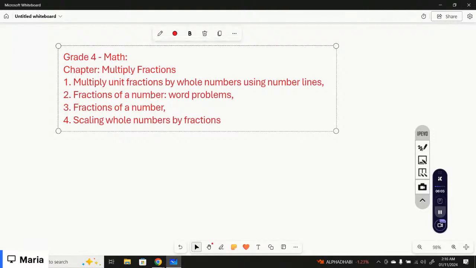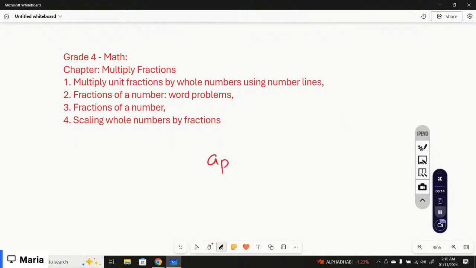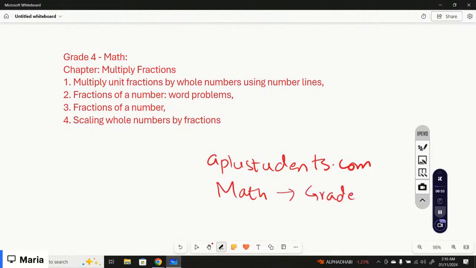We are here for grade 4 math. You can find all the lessons on aplusstudents.com. You have to log in there using your email address and password as provided by the administrator. Then you have to select math from the subject tab, scroll down to grade 4 math, and then click on view all lessons.